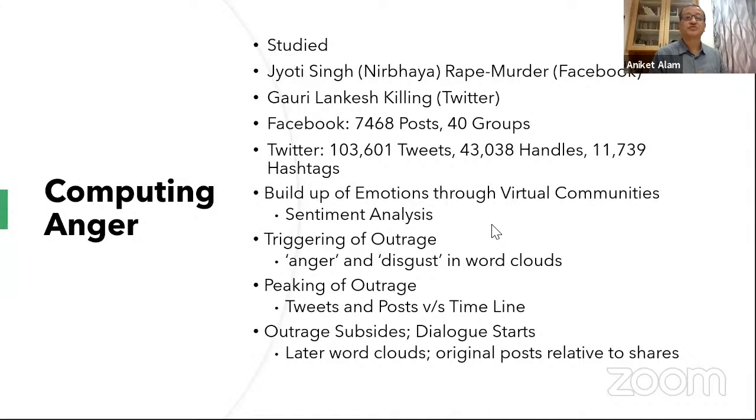We looked at something like 7,500 posts in 40 public groups on Facebook, humongous amounts of textual data running into lakhs and lakhs of words, because of course Facebook doesn't have a limit on how much you can post. We looked at more than 100,000 tweets from more than 40,000 handles and 12,000 hashtags. And we looked at how emotions get built up in these virtual communities. What triggers the outrage? When does outrage get triggered? What is the life history of outrage? How does it work?